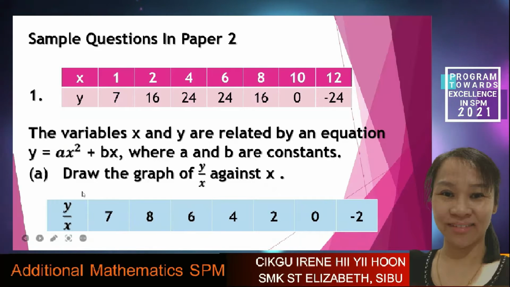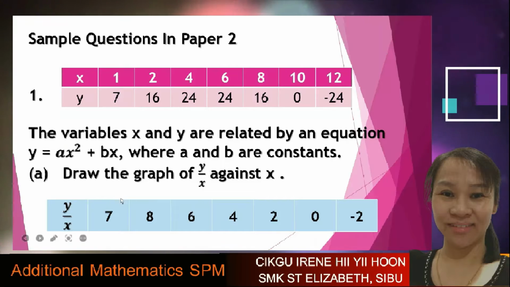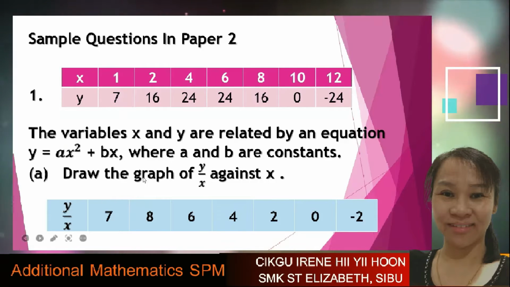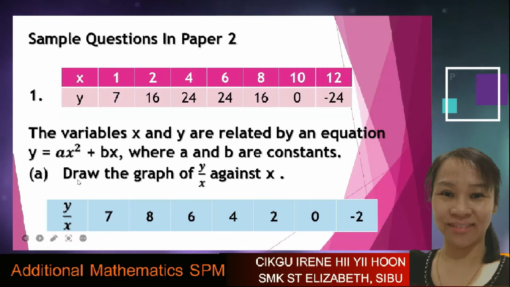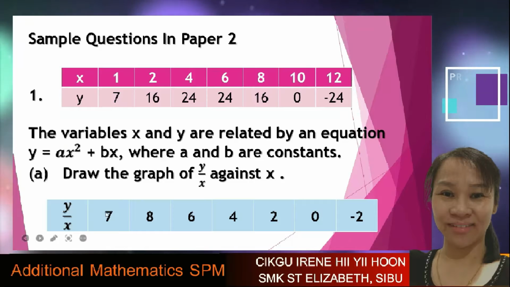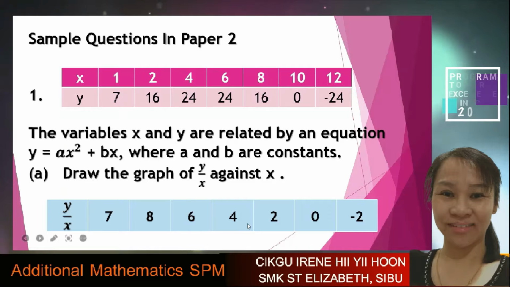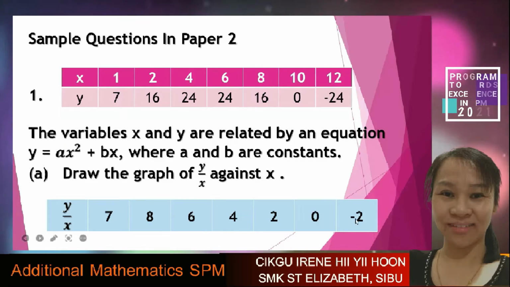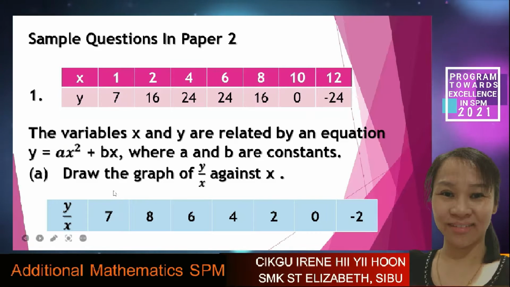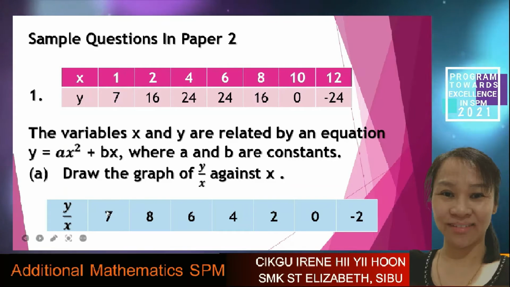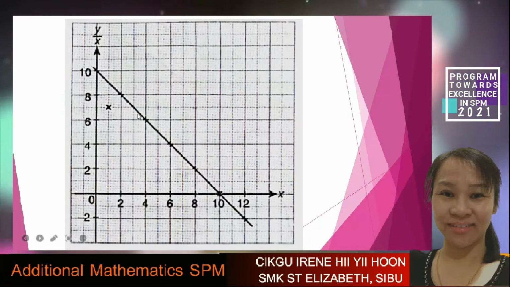Here, even though the question does not ask to build the table, we still have to build the table before drawing the graph. So the value of y over x must be built. They are 7, 8, 6, 4, 2, 0, and negative 2. And by using the values of x provided and the values of y over x, a graph can be plotted.